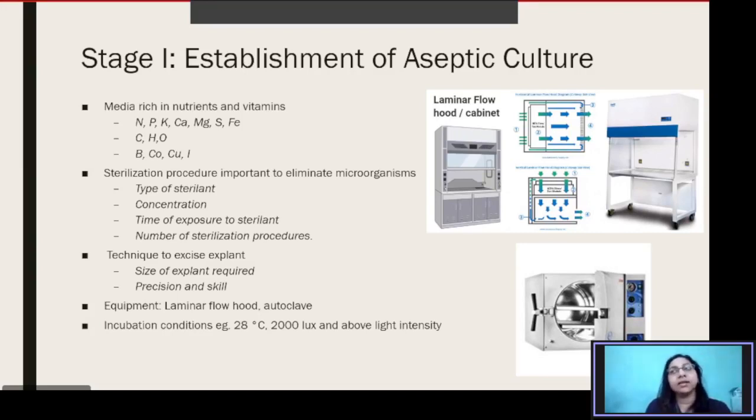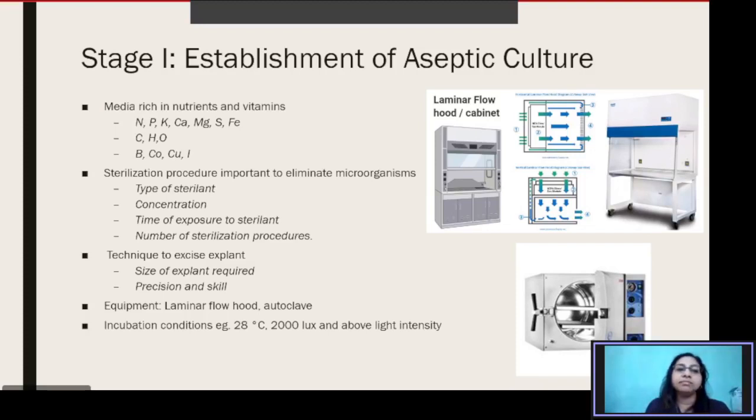Unlike traditional growing of plants in the natural environment, we must supply the plants with organics like carbon, hydrogen, and oxygen in culture. And minor elements are also important in culture, such as boron, cobalt, copper, and iodine.